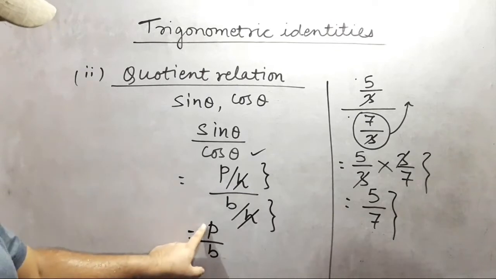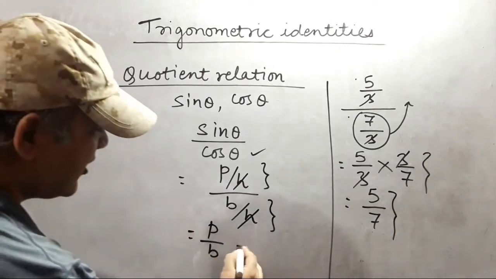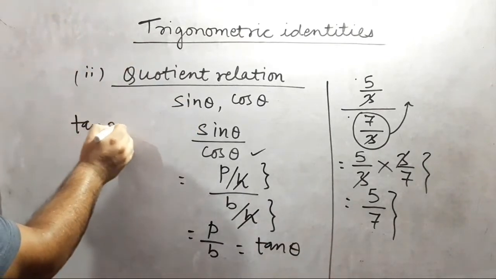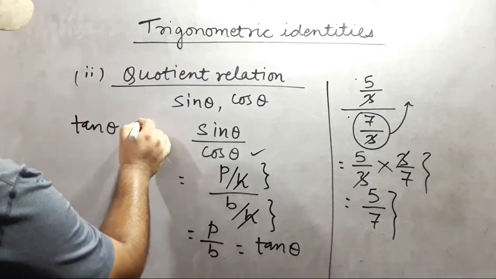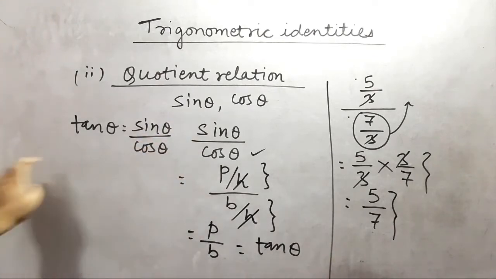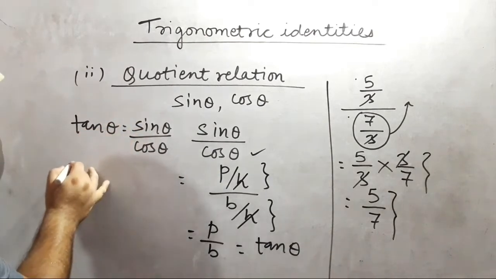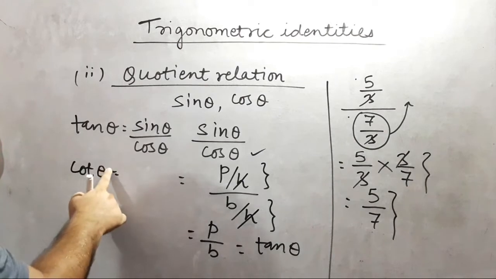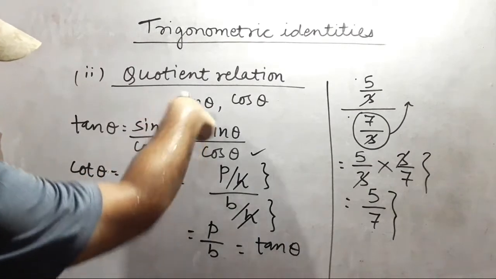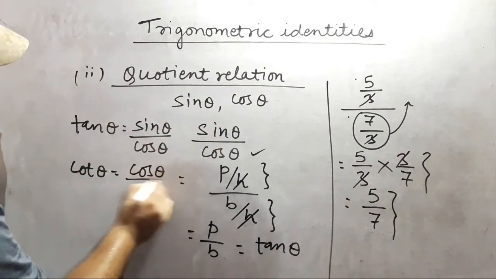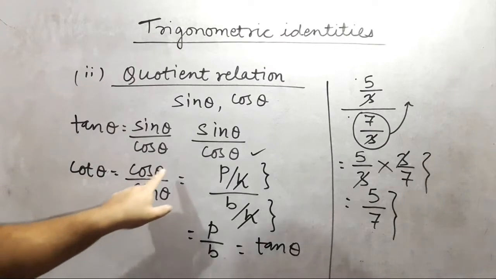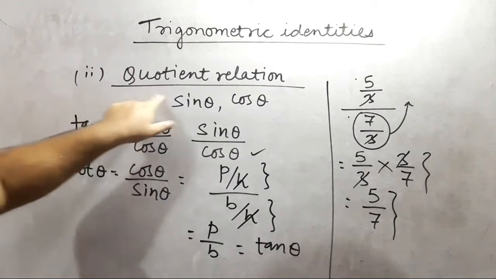And as we know, the ratio of perpendicular by base is tan theta. So from here onward we can write tan theta is equal to sin theta by cos theta. This is called the quotient relation. So tan theta equals sin theta by cos theta. And since cot theta is the reciprocal of tan theta, let's reciprocate this, it becomes cos theta by sin theta. So tan theta equals sin theta by cos theta and cot theta equals cos theta by sin theta. These are called the quotient relations.